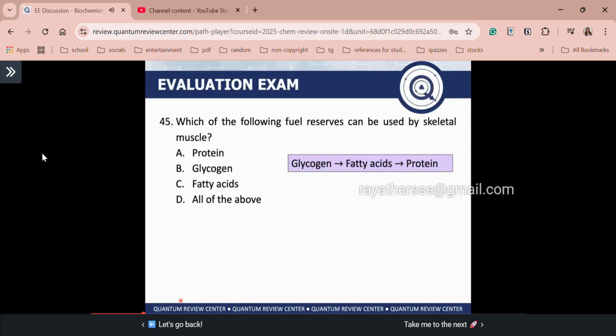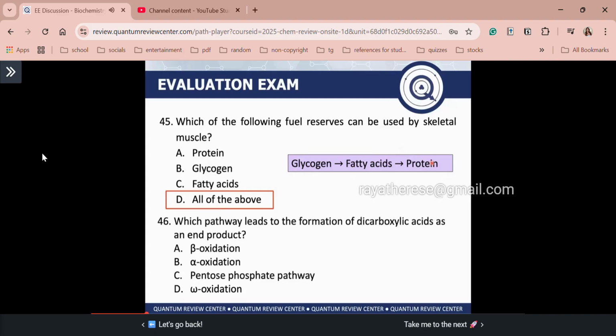Let's check. Again, class, diba, we discussed that these three are all fuel molecules from our discussion, diba? So carbs, lipids, and amino acids can serve as energy source. And remember, their prioritization again, first glycogen, then fatty acids, then protein. And thus, all of them can be used by your skeletal muscle, depending on what is available for them. Okay? So for 45, answer is letter D. Alright, so class, 46. Sir, challenging, hindi natin na-discuss.